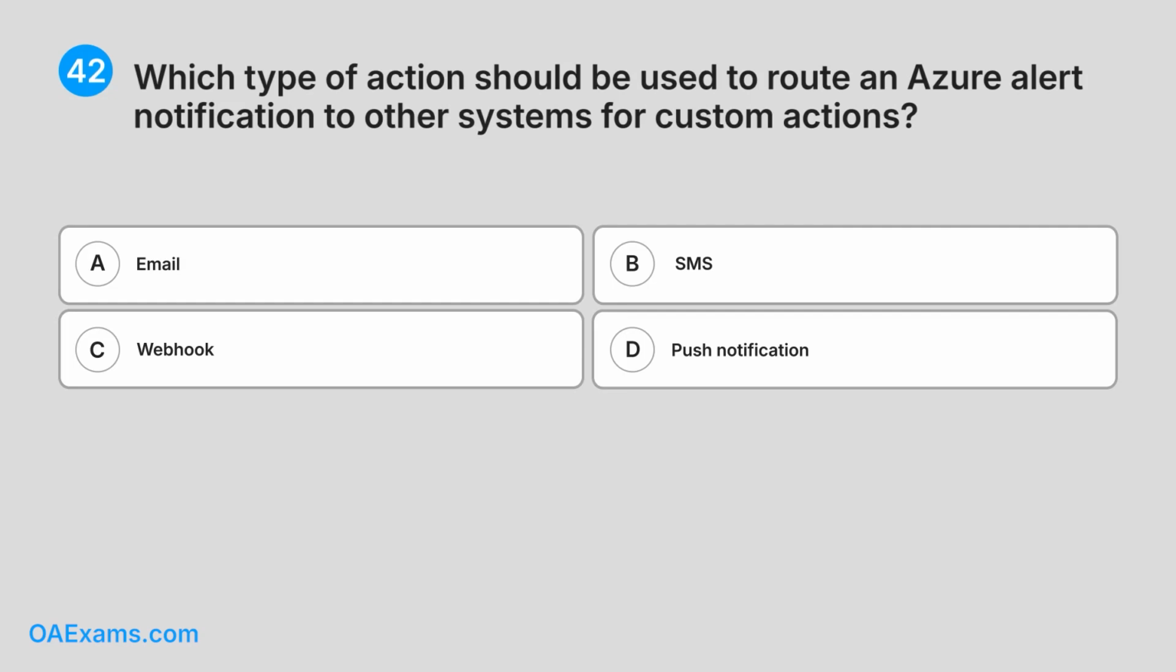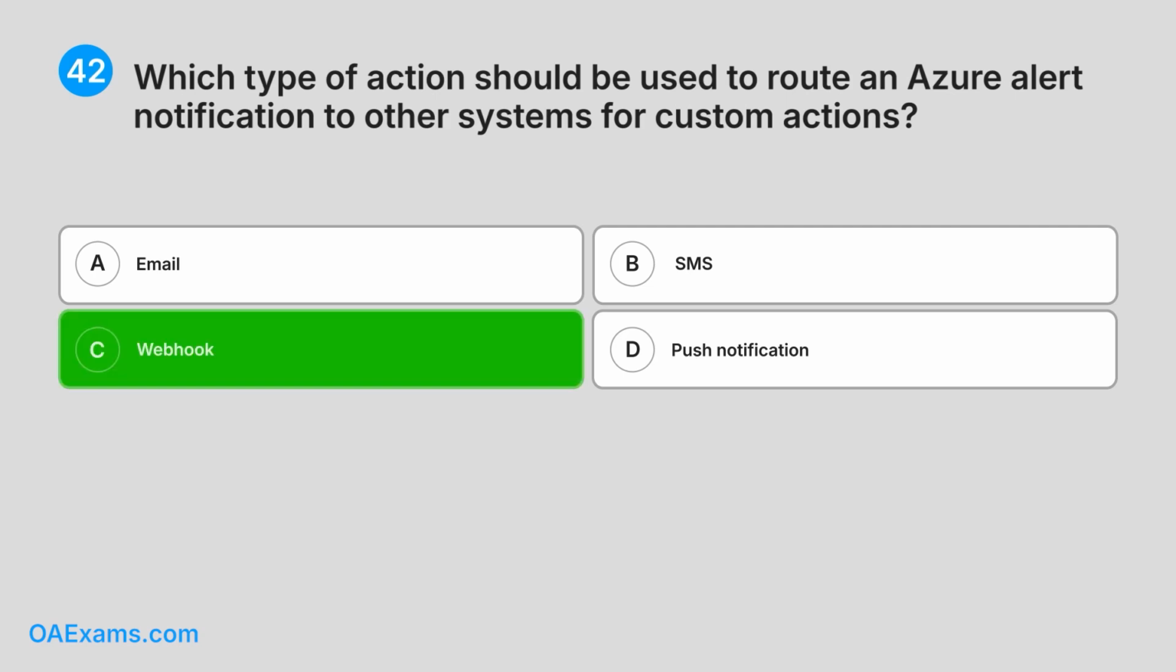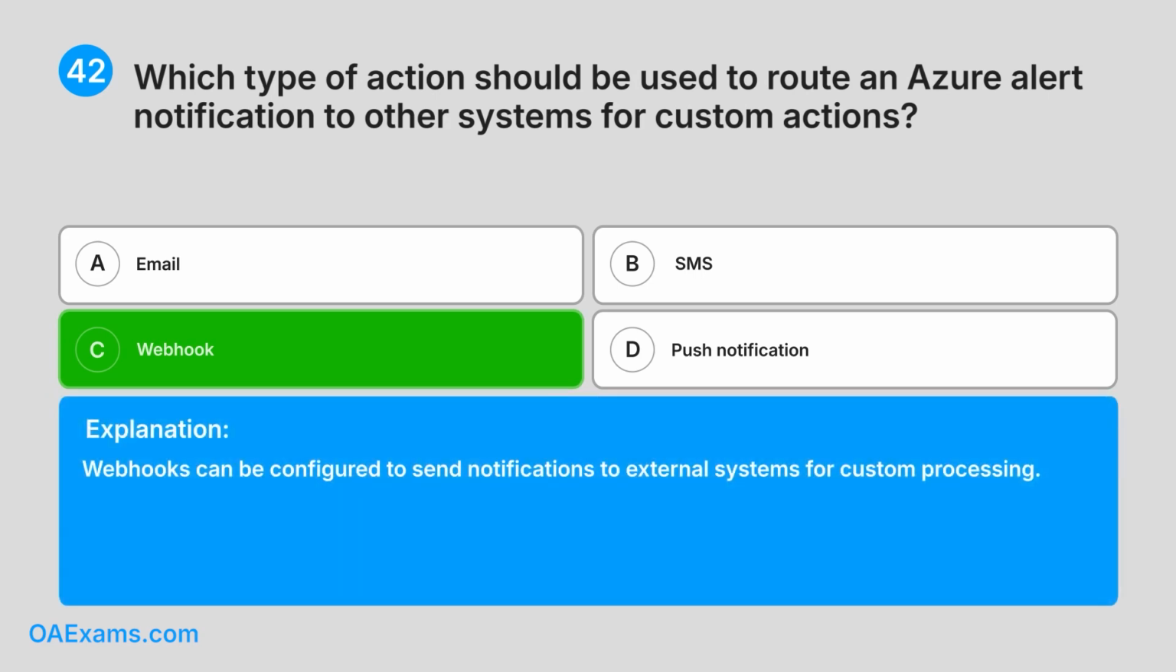42. Which type of action should be used to route an Azure Alert notification to other systems for custom actions? A. Email. B. SMS. C. Webhook. D. Push notification. Do you know the answer? Correct answer: C. Webhook. Explanation: webhooks can be configured to send notifications to external systems for custom processing.